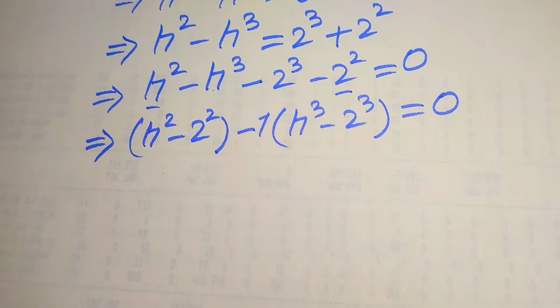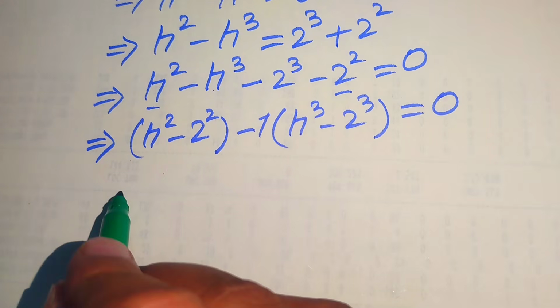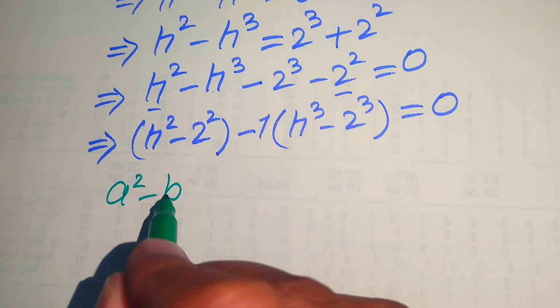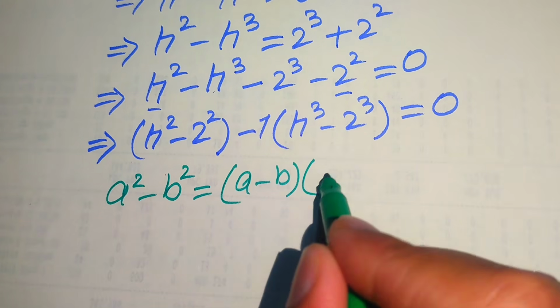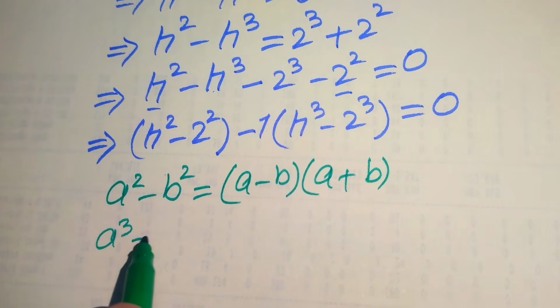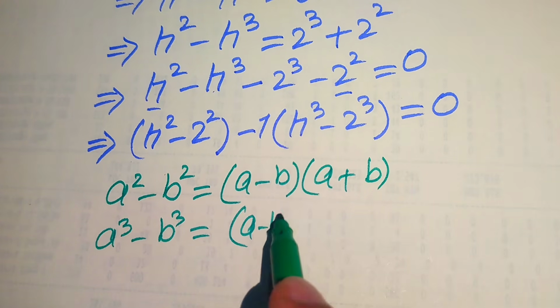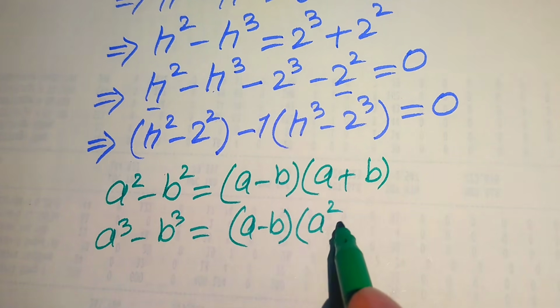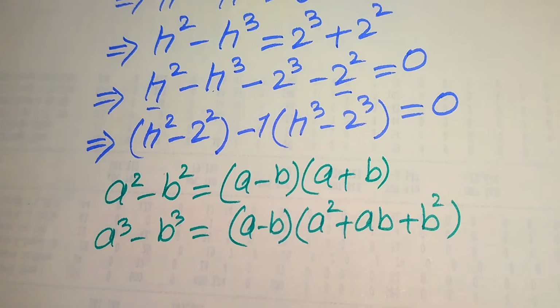And further in the next step we need two nice formulas here. The first formula is a square minus b square is equal to a minus b times a plus b, and the second formula is a cubed minus b cubed is equal to a minus b times a square plus ab plus b square.